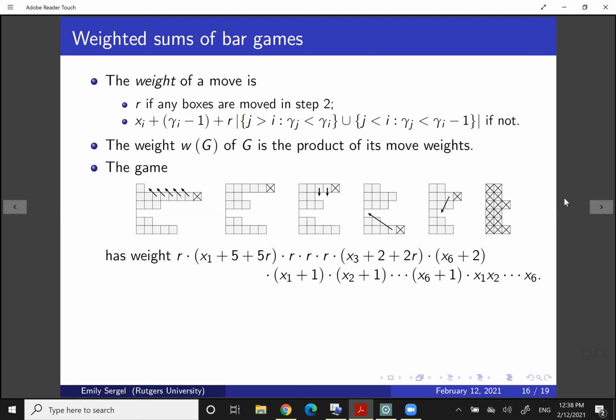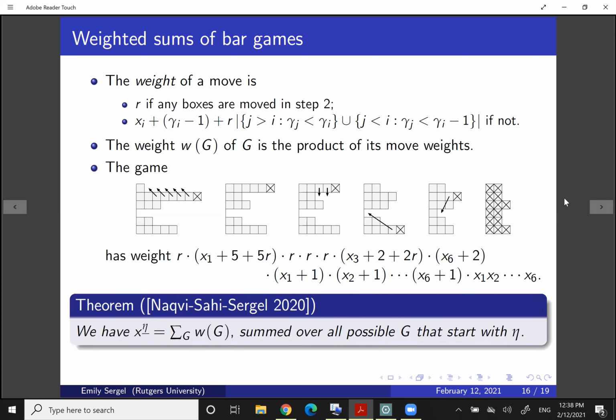And so this product that we get is nice and positive, and we can see that the degree is less than or equal to the degree of the shape that I started with, because at worst, I'm getting one linear factor per box. So theorem: if you sum over all these guys, you get our bar monomial.